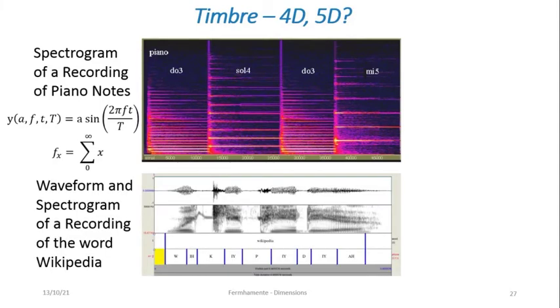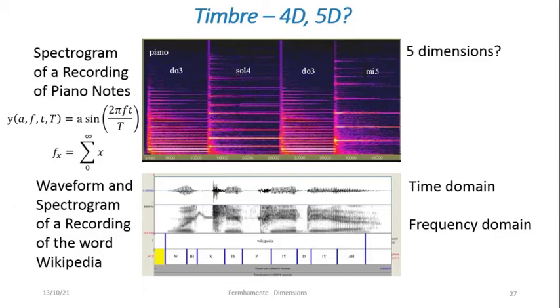Now here is another example where we can see the waveform in time and the spectrogram of a recording. Actually, here it's the word Wikipedia, which was recorded. This is called the time domain and the frequency domain, where the waveform is in the time domain and the frequency domain is the spectrogram of the recording.